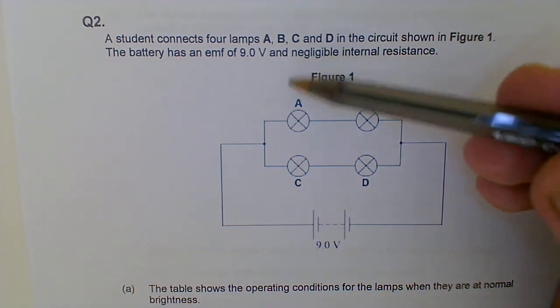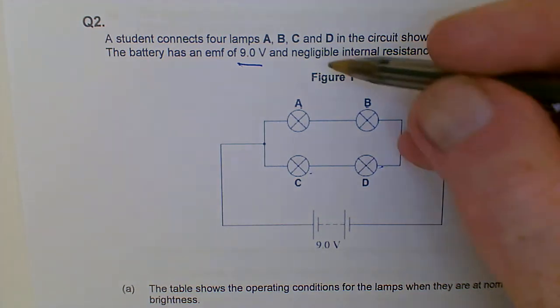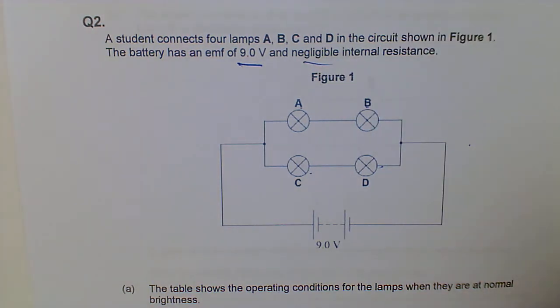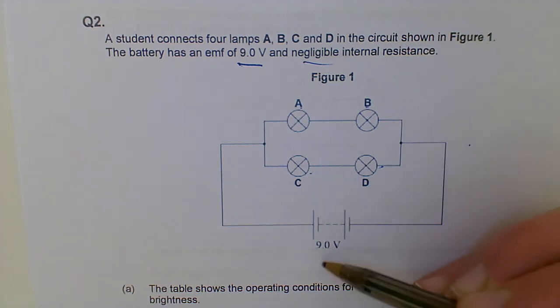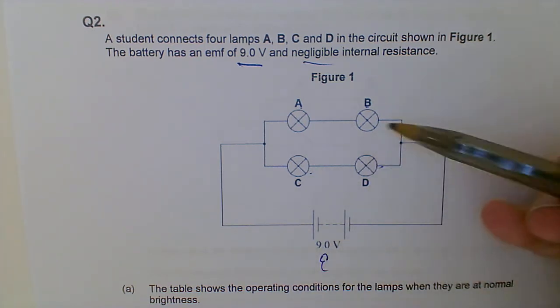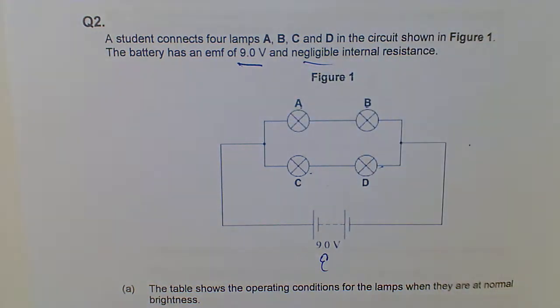The student connects 4 lamps A, B, C, D in the circuit. Battery has an EMF of 9 and a negligible internal resistance. Now we always like to see negligible internal resistance. It means that we can just take that as the EMF, 9 volts there. And if we know 9 volts across there, we'll know 9 volts across there, 9 volts across there. Up to yet, that is all we know.